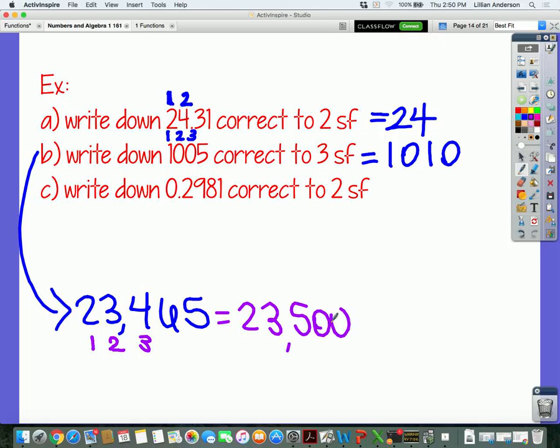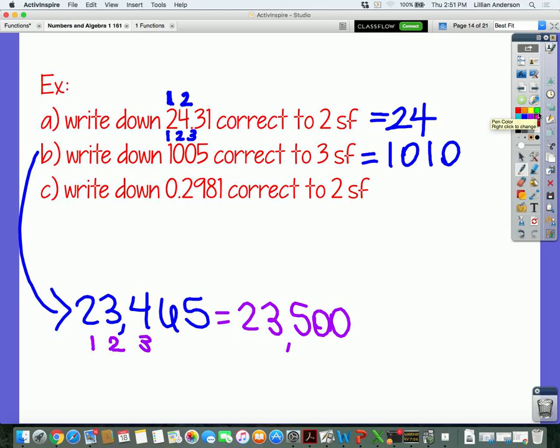23,500. About that many people. Okay, so those zeros are like placeholders so you don't lose the essence of what type of number it was. Does that make sense? And then the last one, correct to two significant figures.